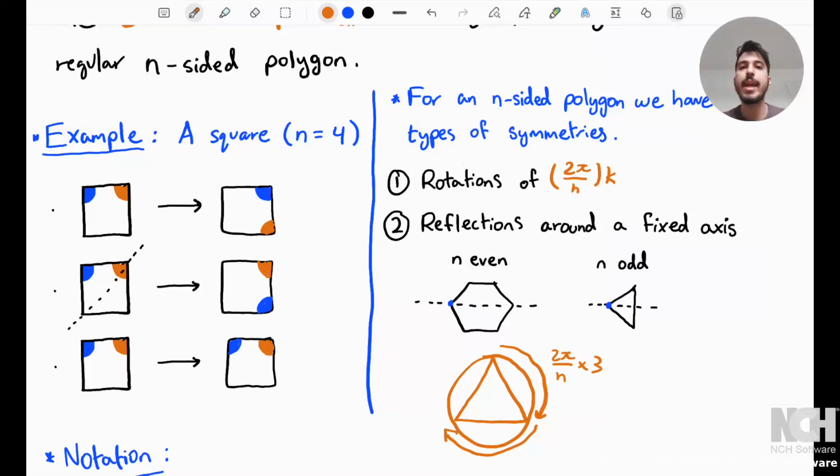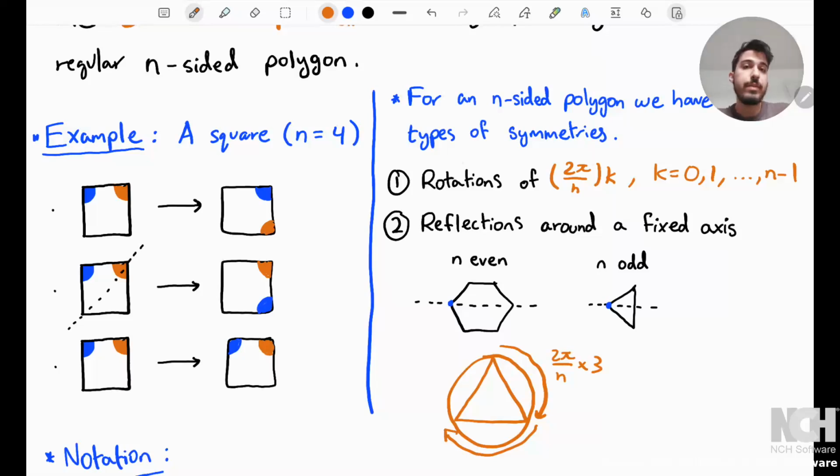Because if we just say k is equal to n and then n plus 1 and then n plus 2, it would be just going in repetitions. It would give us the same kind of symmetry that we had earlier. So k can be 0, 1, all the way to n minus 1. These are all the rotations that are possible.